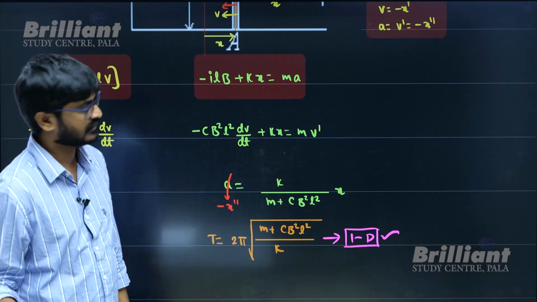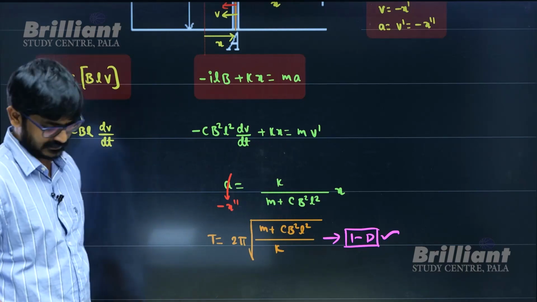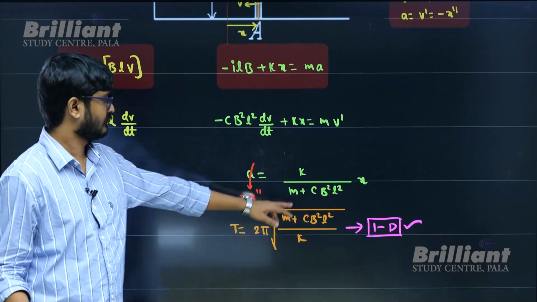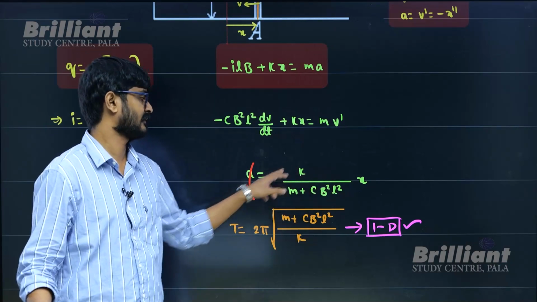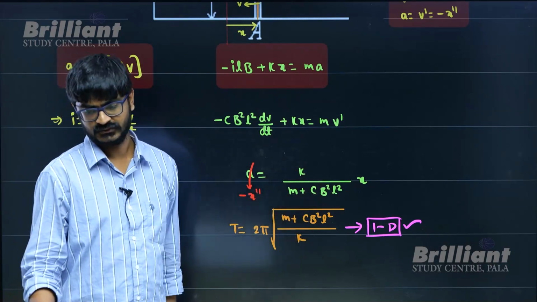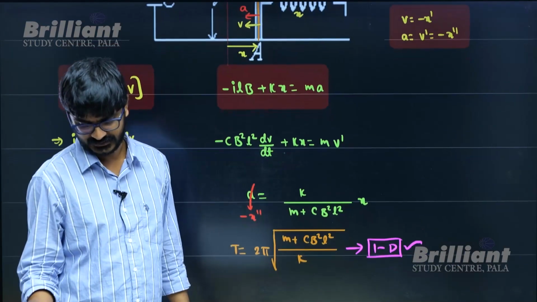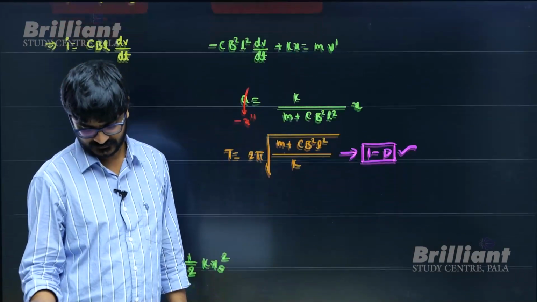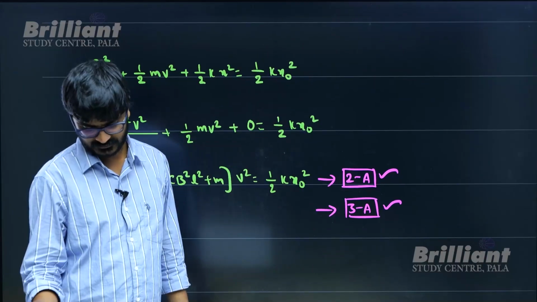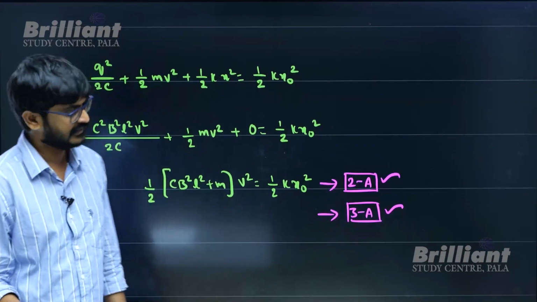Now the maximum speed of the conductor. You got the omega value from here, this is omega square, right? So amplitude into omega will give you the velocity. That way you can get option A easily, quickly. Or okay, I didn't do that, what I did was energy conservation.